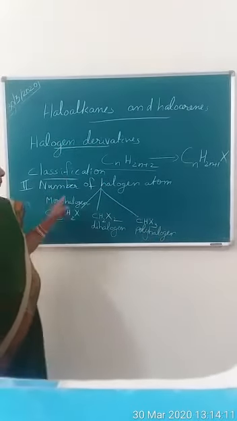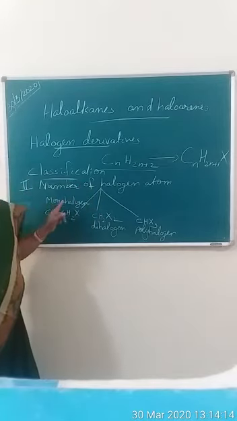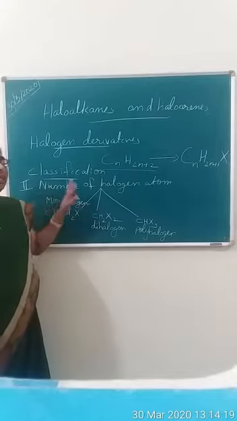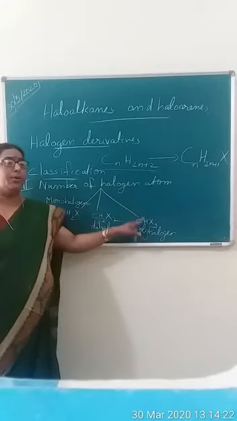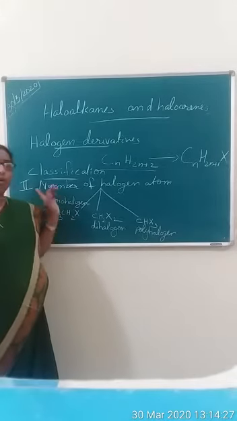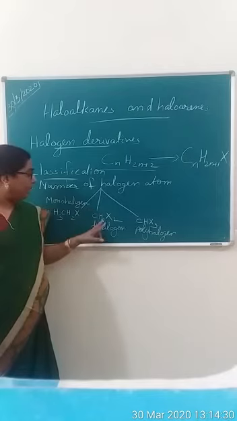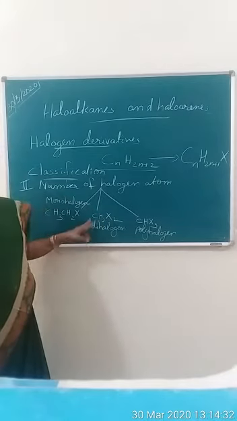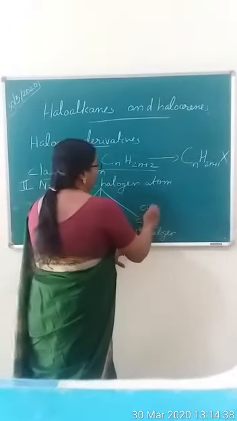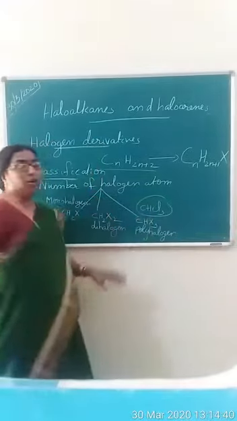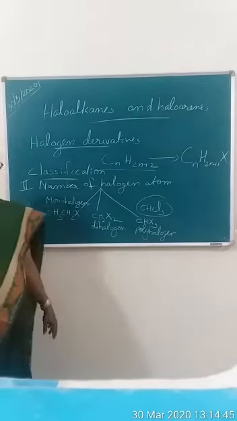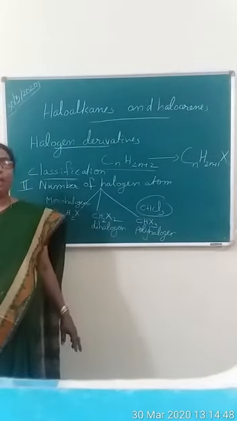Is it clear? So, on the basis of number of halogen atoms present, we can classify halogen derivatives into three types: monohalogen derivative, dihalogen derivative and polyhalogen derivative. A simple example, chloromethane, we can consider as an example for monohalogen derivatives. Methylene chloride, dichloromethane, is an example for dihalogen derivative, or you consider simply chloroform. This is an example for polyhalogen derivative. So, is it clear? That is about the second type of classification on the basis of number of halogen atoms present.